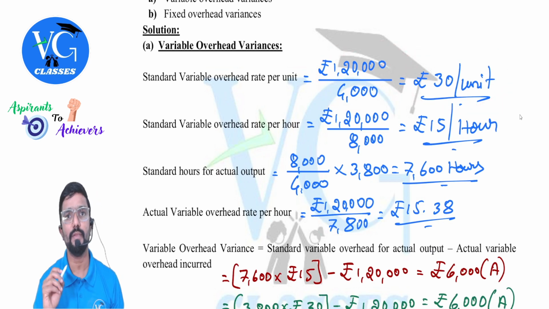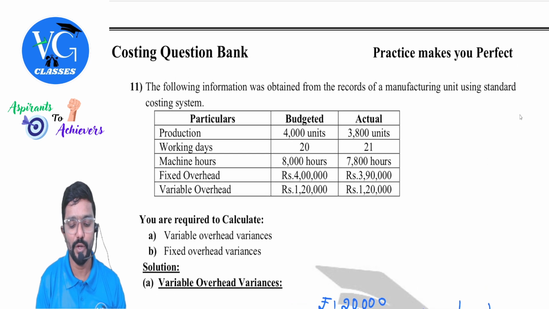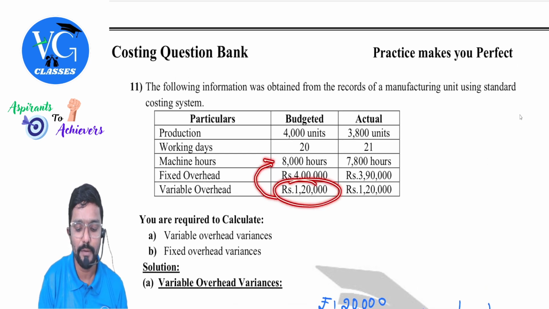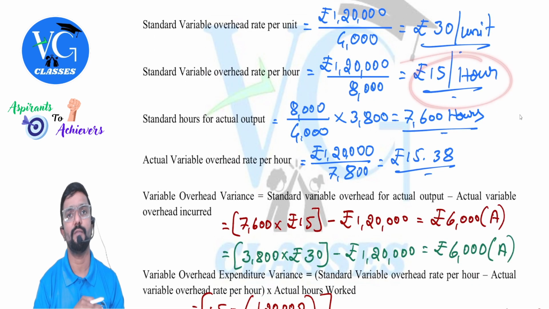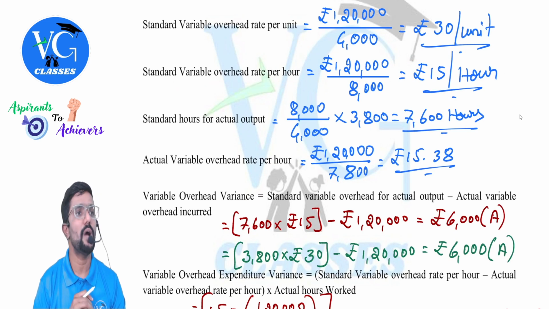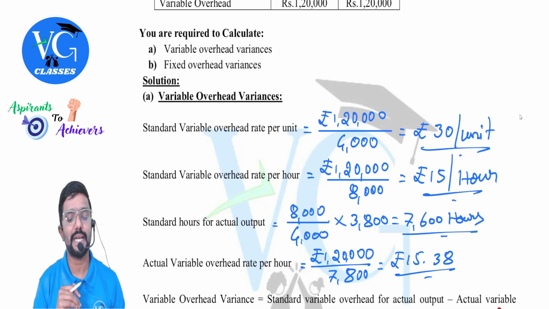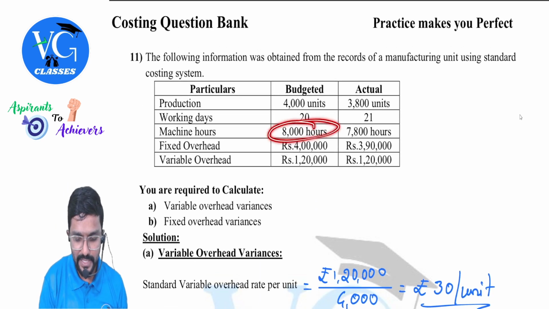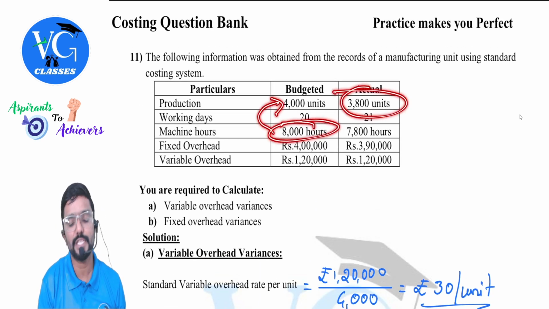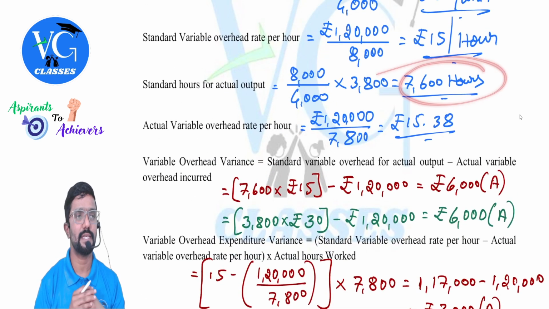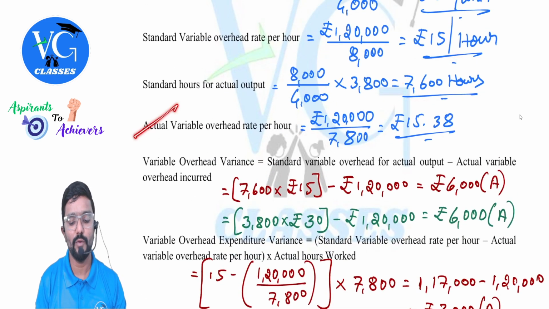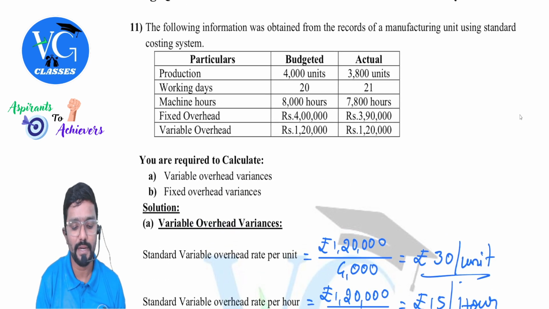30. Same way, per hour I need: 1,20,000 divided by 8,000 hours. Here machine hours is given. So you will get 15 rupees per hour, the standard variable rate per hour. Then we also should calculate standard hours for actual output. Budgeted hours is for budgeted output. How much for actual output? We get standard hours 7,600. Then actual variable overhead rate per hour is calculated, which is nothing but actual variable overhead divided by actual hours.